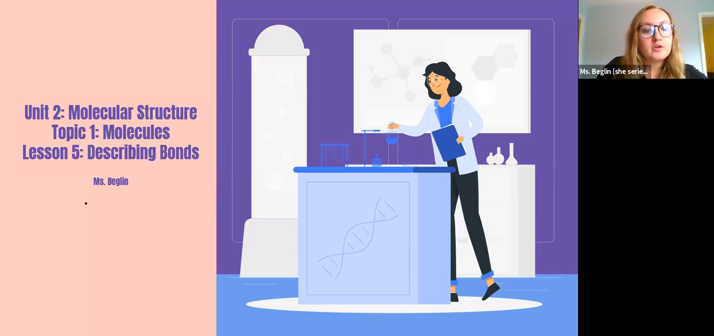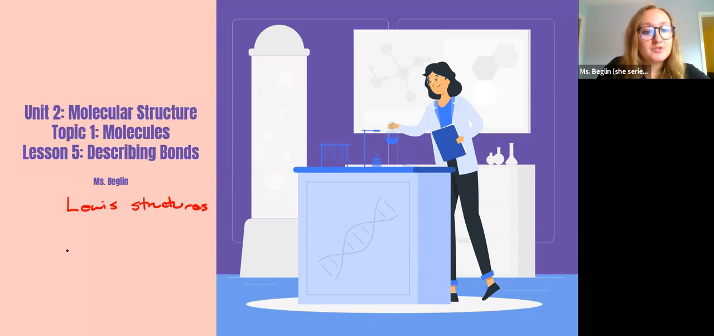Unit 2 Molecular Structure, Topic 1 Molecules, Lesson 5 Describing Bonds. So far, we have extensively discussed Lewis structures. And the reason we've been doing this is because a well-drawn Lewis structure enables us to describe how bonds form between atoms in a molecule.